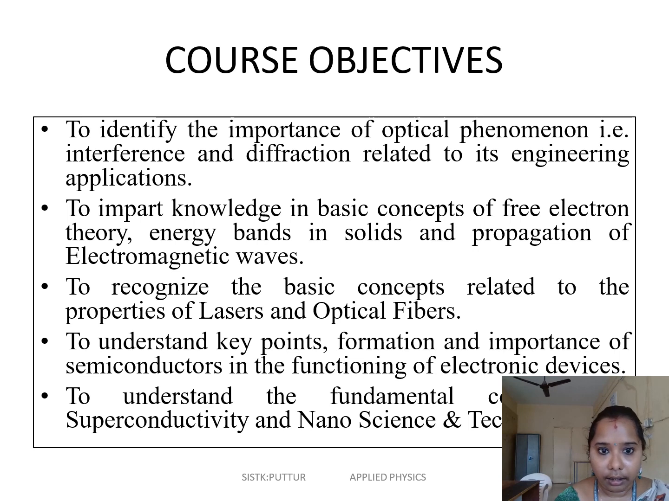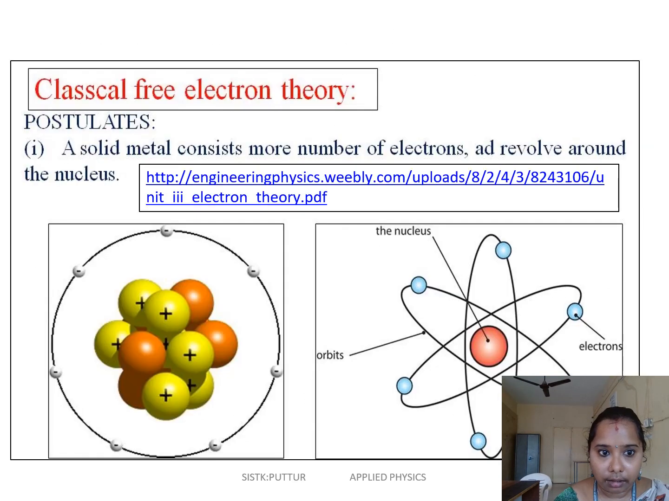And next, let us go for classical free electron theory. So the main postulates are here. A solid metal consists of a large number of electrons that revolve around the nucleus. The free electrons move in a random motion in a metal, before the application of the electric field, that is, in the absence of an electric field. If you apply an electric field on the metal, an electron moves in a certain direction that is opposite to the applied electric field. We know that electrons revolve around the nucleus.